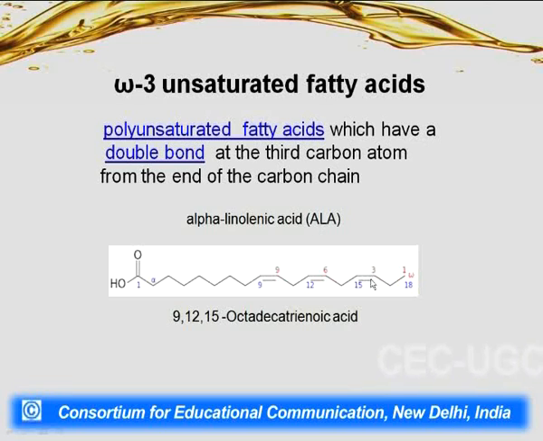Suppose this double bond had not been there and it started from this carbon only, then we would call that acid an omega 6 unsaturated fatty acid, because the first double bond from this side is present at carbon number 6 and so on. The common name for this acid is alpha linolenic acid, and this has been found to be a very useful acid, we will discuss later.